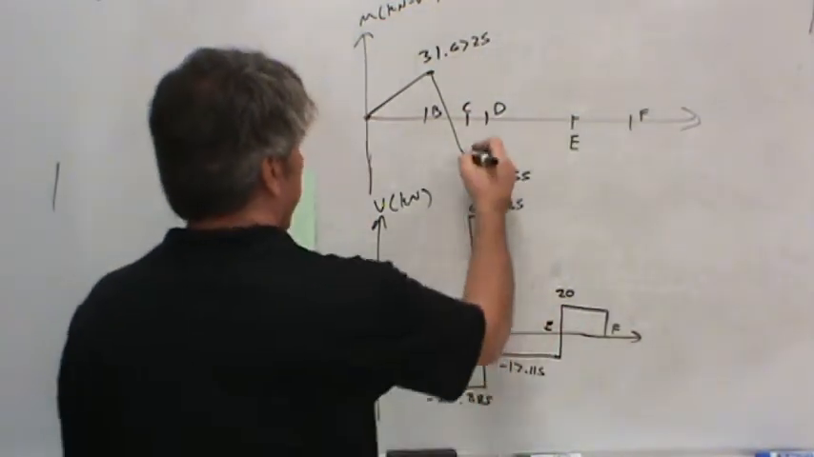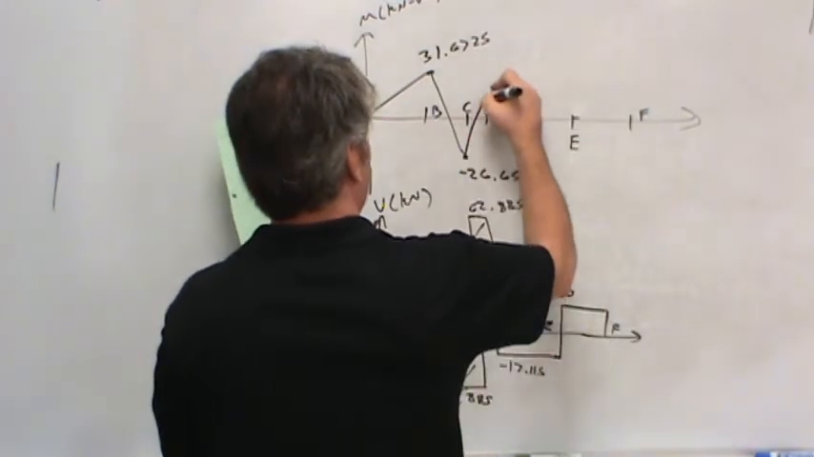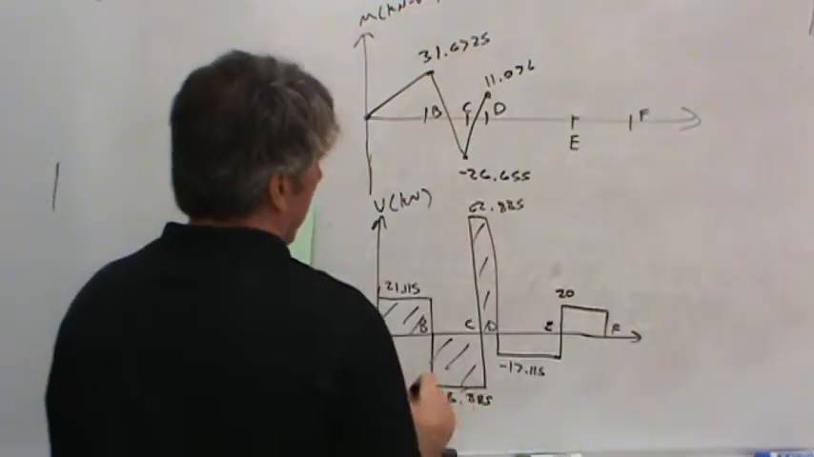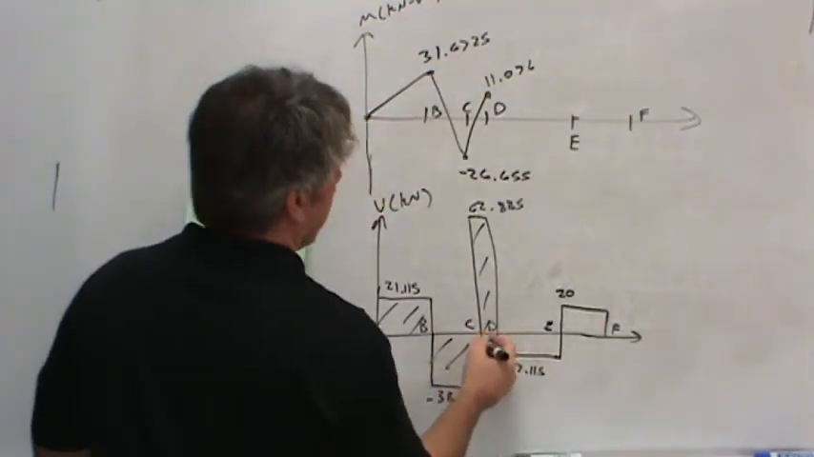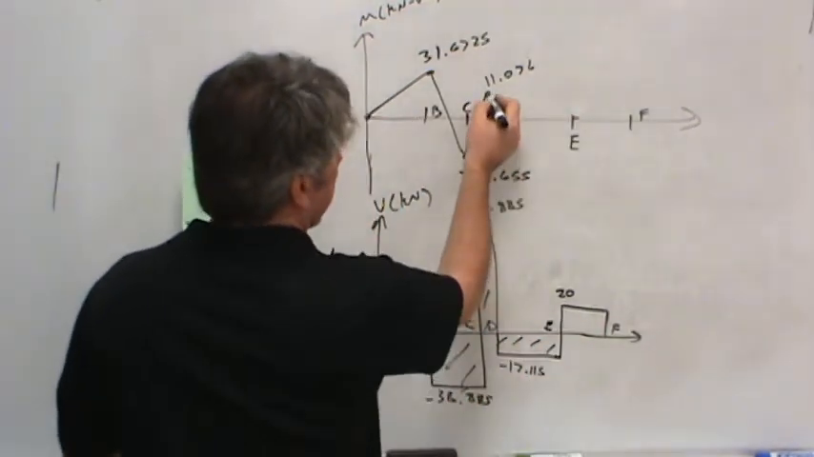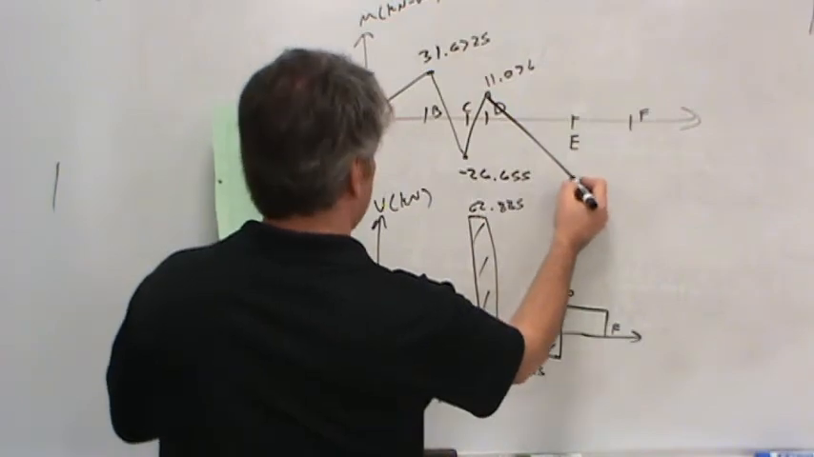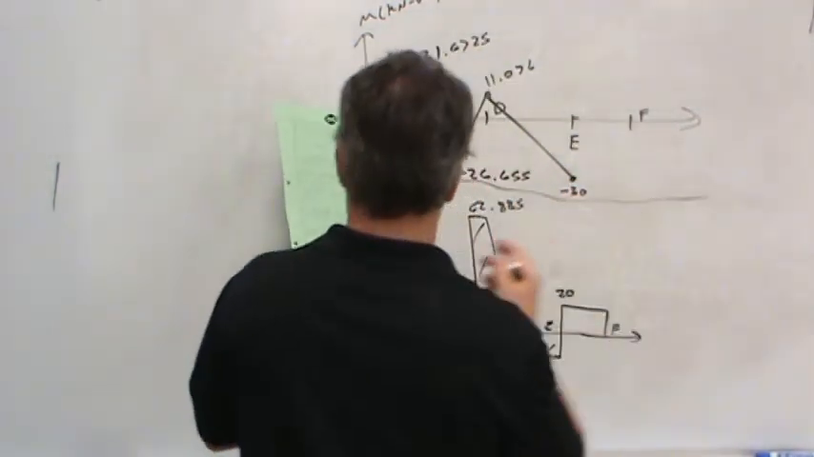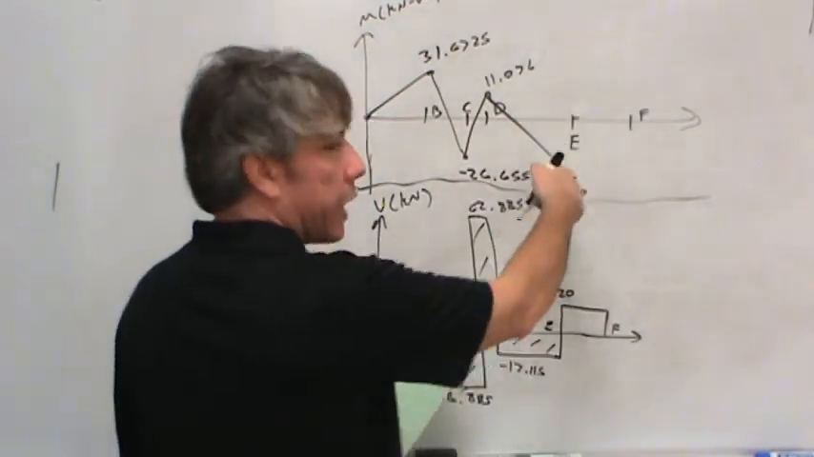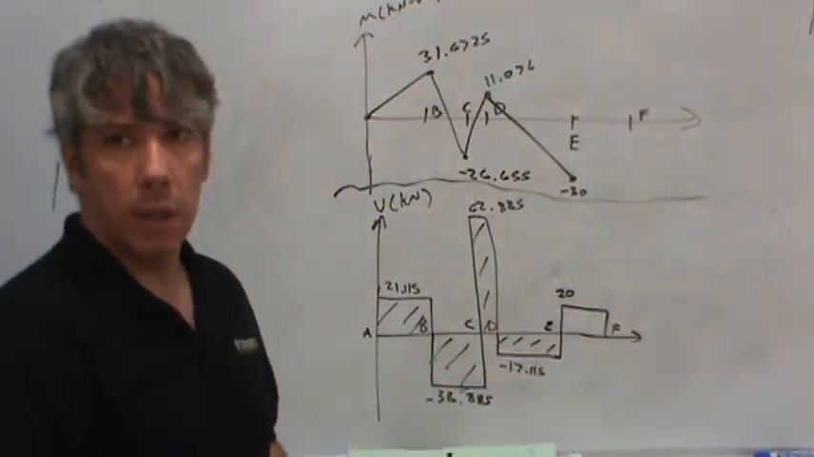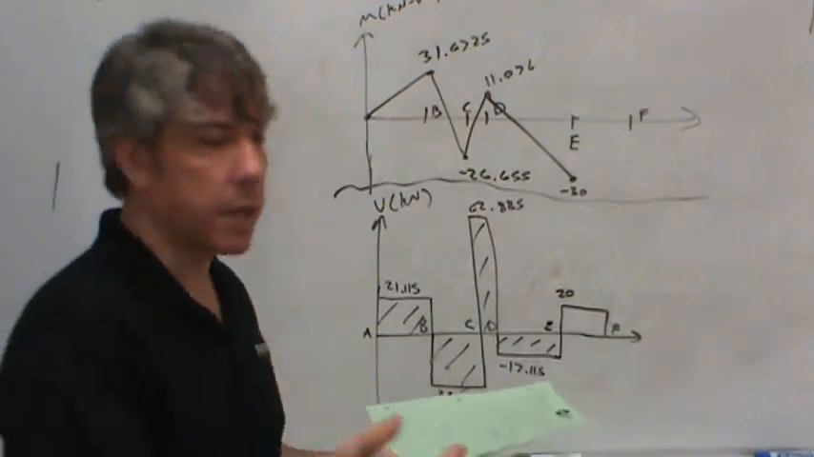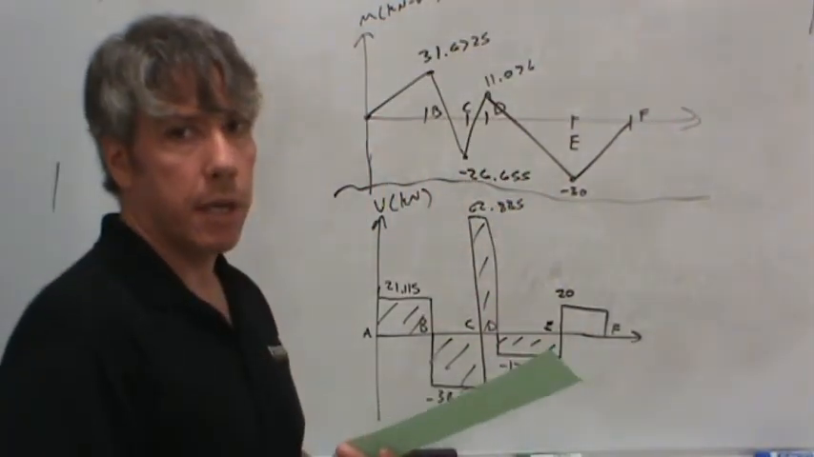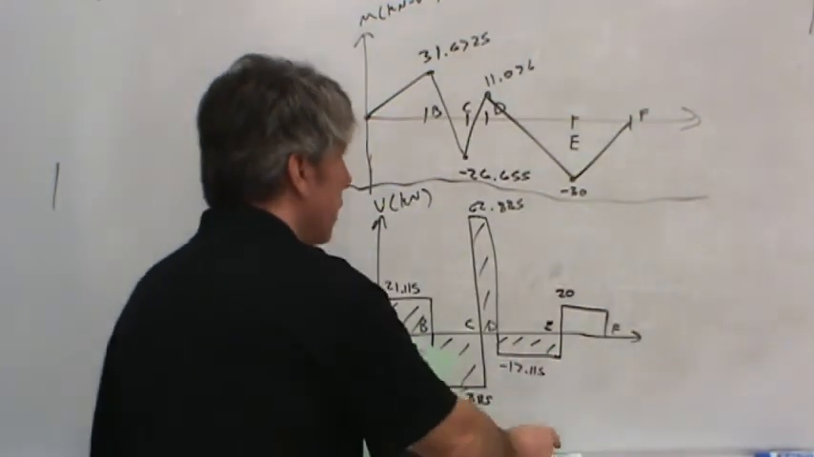Adding up the positive area, it actually brings us up to 11.076. And at point E, we have to take all this negative area. That brings us back down to here, which is negative 30. And then, remember on point E, what was the magnitude of the moment? It was 30 kilonewton meters, right? Because of that externally applied load. And so that brings us back up to 0 at F, just outside of B. Okay, so this actually does work out well.